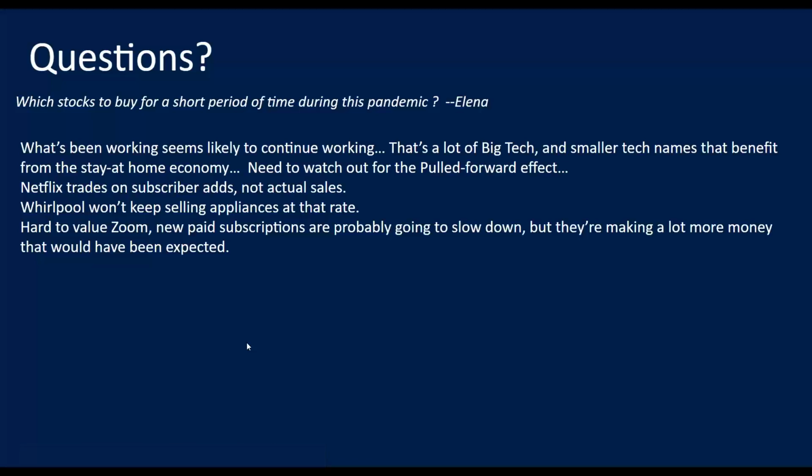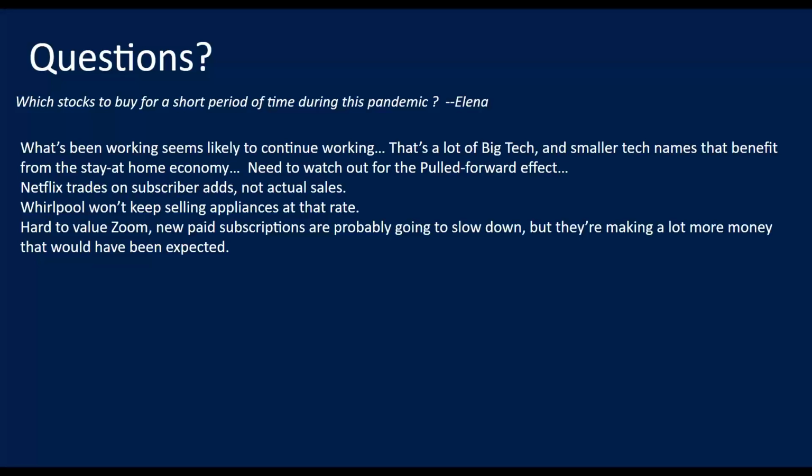All right, so Elena asked which stocks to buy for a short period of time during the pandemic. This is a good question. It's hard to say at this point in the pandemic in particular, other than to say that what's been working seems likely to continue working. So that's a lot of big technology, some smaller tech names that benefit from the stay-at-home economy.